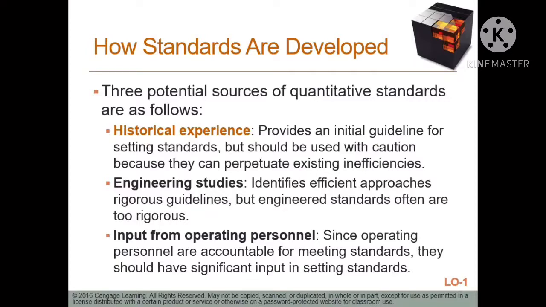First, historical experience. It can provide an initial guideline for setting standards, but should be used with caution because it can perpetuate existing inefficiencies. Second, engineering studies. They can identify efficient approaches and rigorous guidelines, but engineered standards often are too rigorous. Third, input from operating personnel. Since operating personnel are accountable for meeting standards, they should have significant input in setting standards.